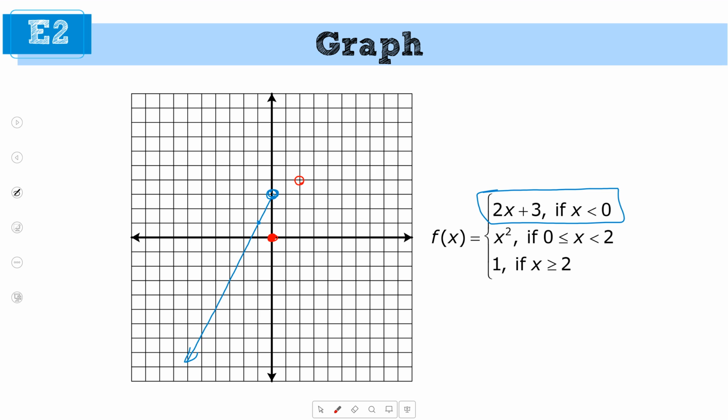So I have my starting and ending point. Now I just kind of BS my way through it. I know it's a parabola, so it's going to look something like that. There we go. And then last but not least, this guy. Hey, what does that guy look like?